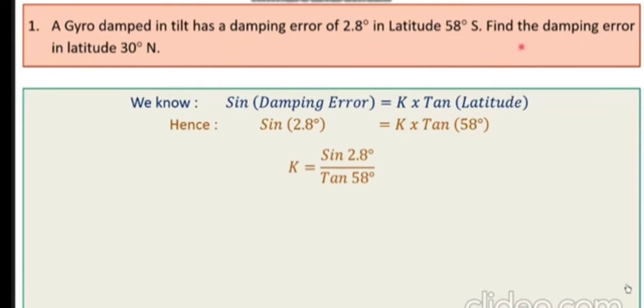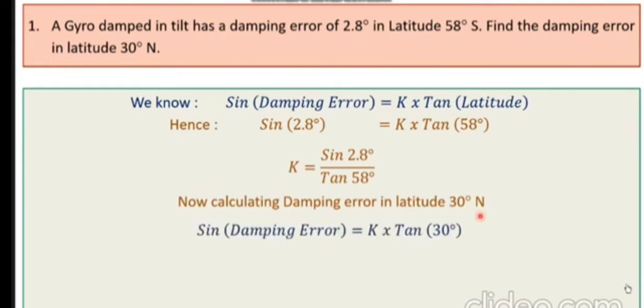Now the question says we have to find the damping error in latitude 30 degrees north. So again using the damping error formula, calculating the damping error in latitude 30 degrees north now. The formula tells us sine of the damping error is equal to K tan latitude. In this case latitude will be 30 degrees.